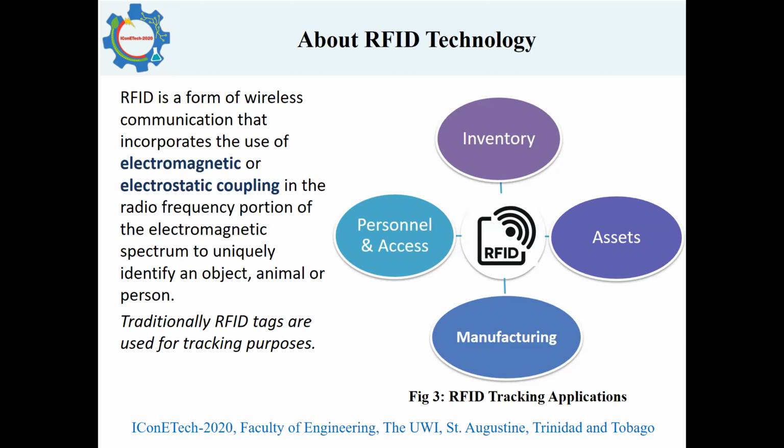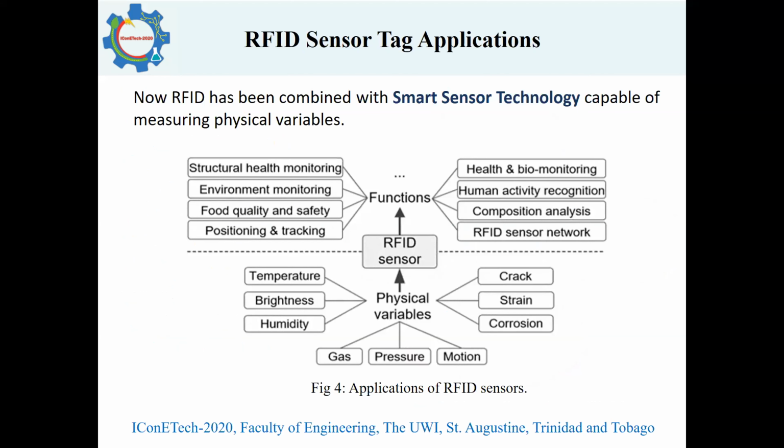Now, in recent time, in the last decade or so, RFID sensor tags have given a lot of spotlight to the RFID technology, and researchers and engineers have incorporated smart sensor technology into these little chips. And they are now able to measure process variables such as gas, humidity, temperature, brightness, you name it, all the process conditions that you want to measure, it's now becoming available through RFID sensor tag technology.